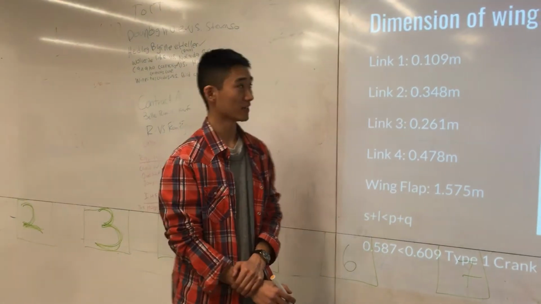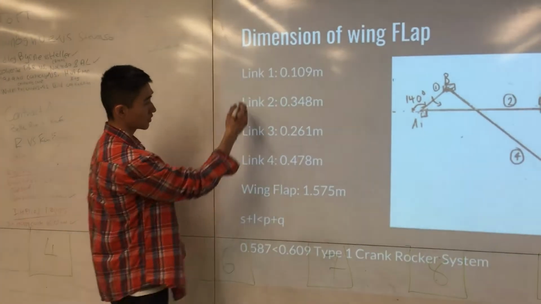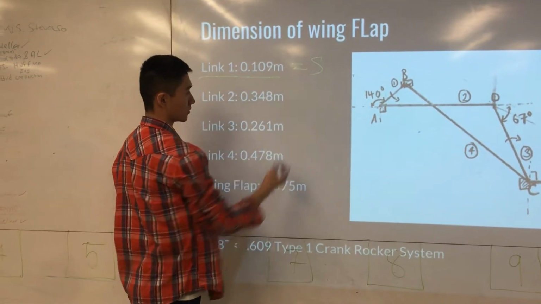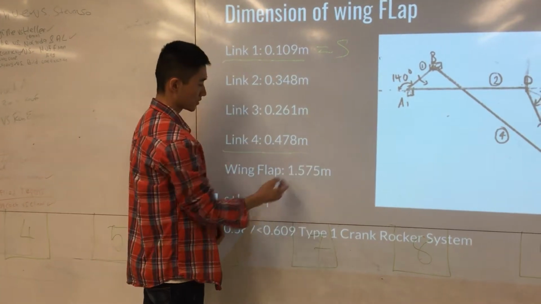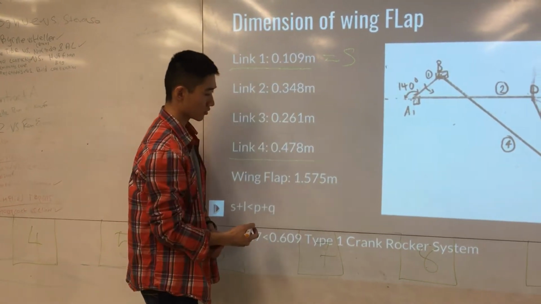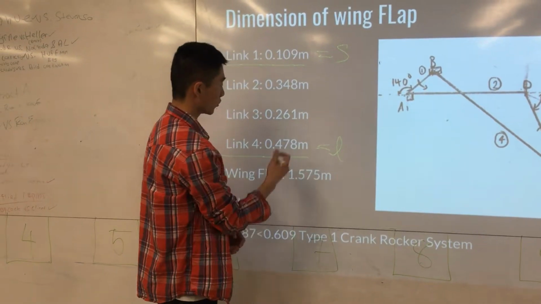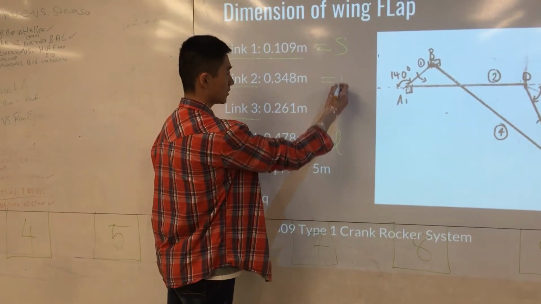Taking a look at the Grashof 4-bar linkage system, we can first see that link 1 is indeed the shortest, so we can label that as the S link of our system. Link 4, compared to the rest, is the largest and longest, so we can label that as the L, which leaves link 2 and link 3 becoming P and Q.